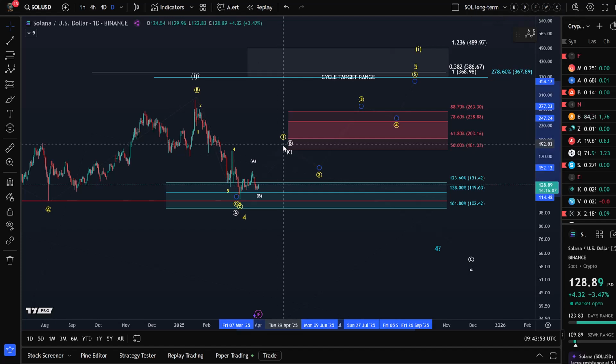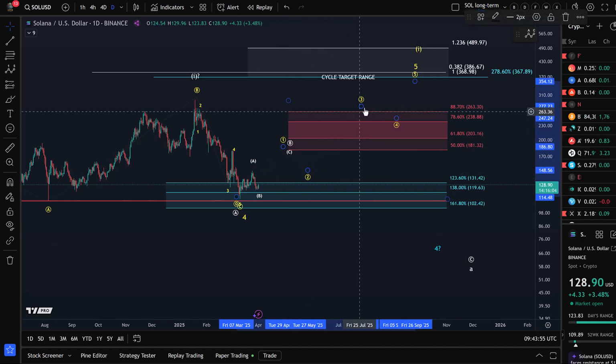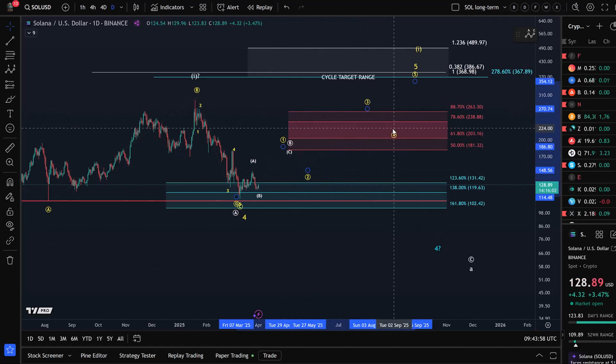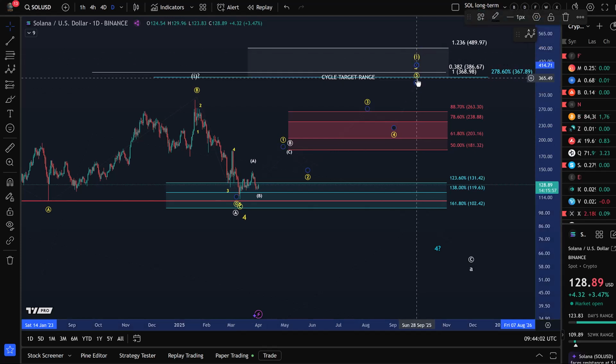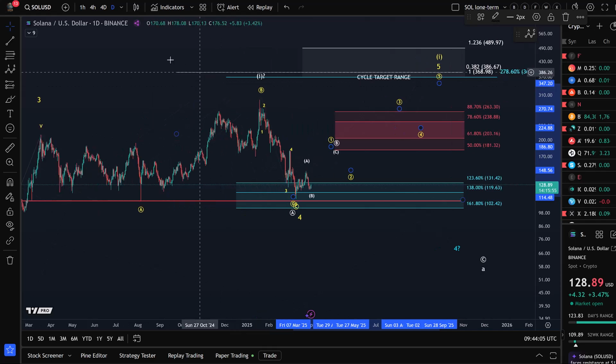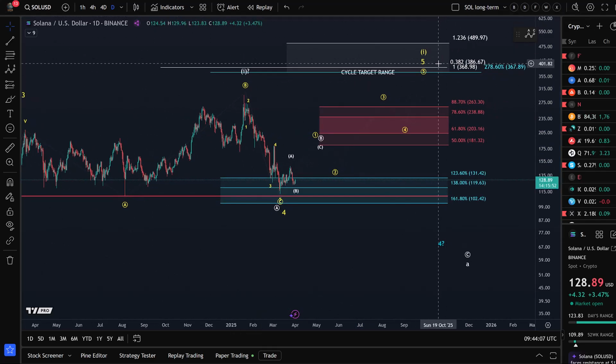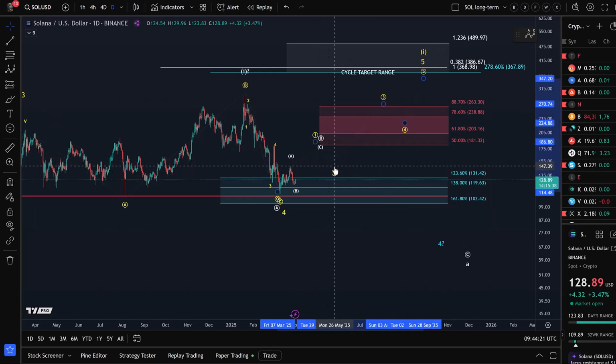ABC in 1. Wave 2 pullback. If it holds a higher low, we can go higher in a third wave. Then we get a fourth wave and a fifth wave. So we get 5 waves up, like that. And it should take us to around $360, $380. That's also not set in stone. We can calculate those targets more precisely once we have a price top in place in circle 1 in yellow, and once we have a corrective pullback formed in circle 2, to form a higher low. And then from there, we can watch for higher prices.